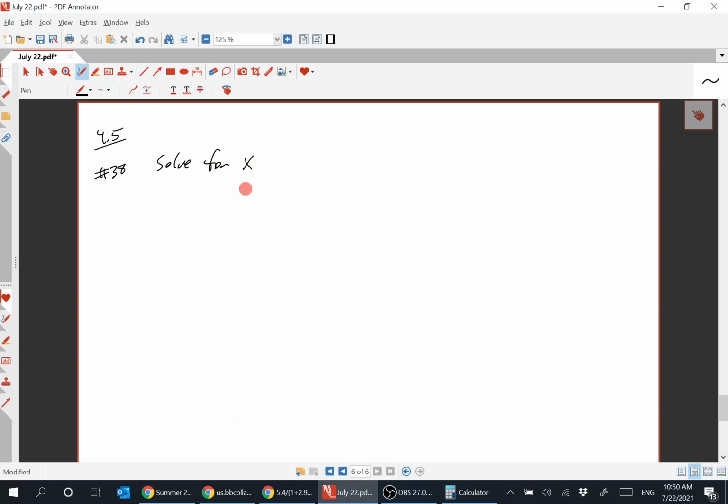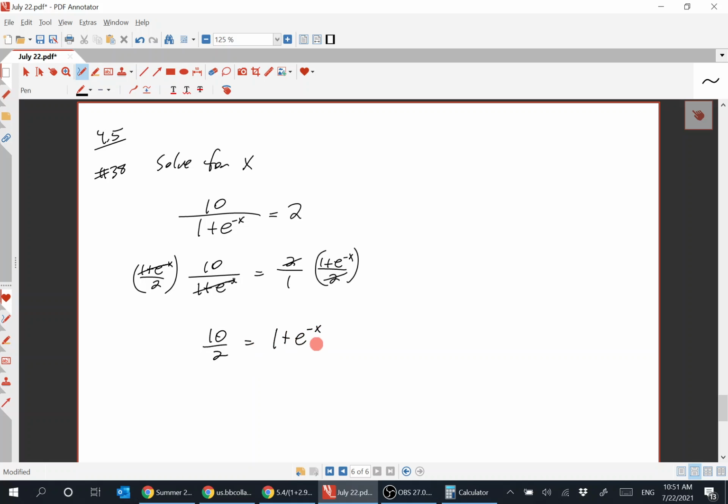Solve for x. So here's another example of that logistic type expression model. So without all the funny decimal numbers, we have something like this. So 10 over 1 plus e to the minus x equals 2. Solve for x. Okay, let's take it a little slower this time. So 10 over 1 plus e to the minus x is equal to 2 over 1. So I'm going to multiply both sides by 1 plus e to the minus x divided by 2. That's going to move the 2 down here and move the 1 plus e to the minus x over there. So here they cancel, here these cancel, and I'm left with 10 over 2 is equal to 1 plus e to the minus x.